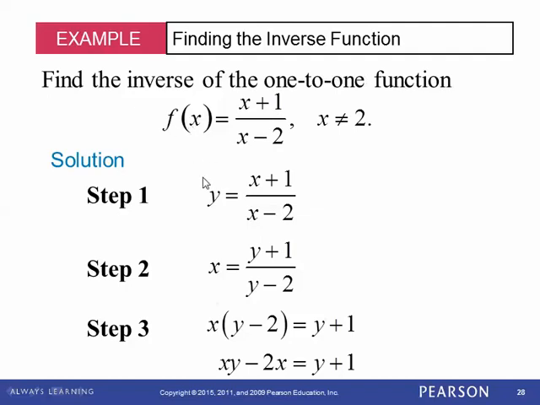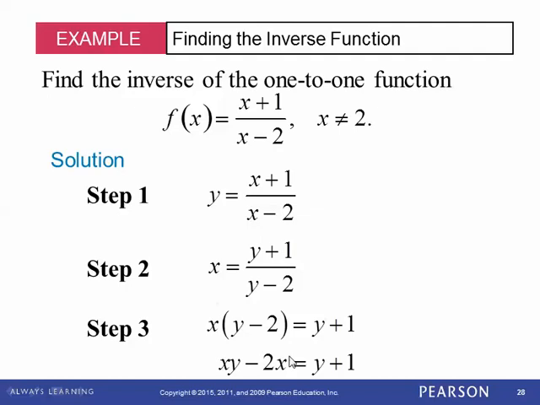f of x becomes a y. Again, don't need to write it down. It's in the textbook here. The x and y switch. And what we do, as we've done before, we multiply through by the common denominator, which is y minus 2. And then we distribute the x.